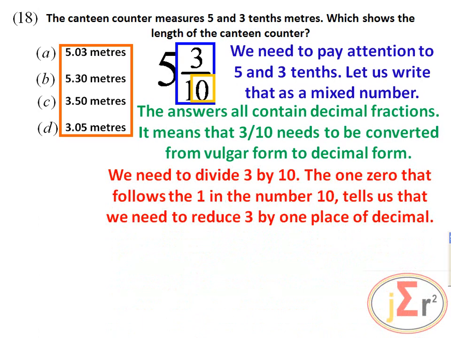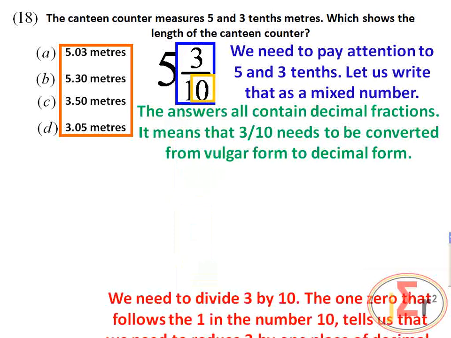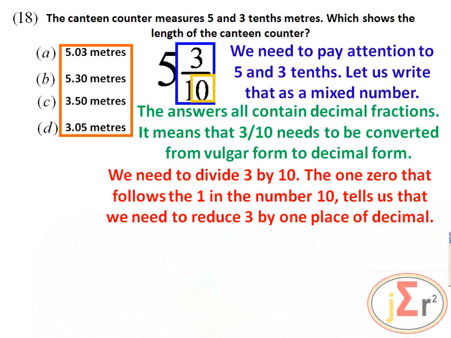We need to divide 3 by 10. Notice that we have what? A single 0 there. We need to divide 3 by 10. The 0 that follows the 1 in the number 10 tells us that we need to reduce 3 by 1 place of decimal. So the 3 that we have there will be reduced by how many places of decimal? 1 place of decimal, because we have 1 zero right here.